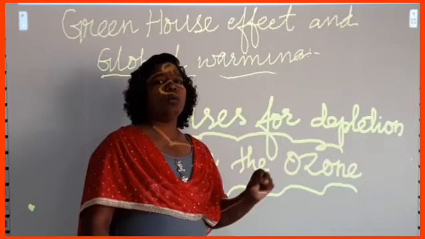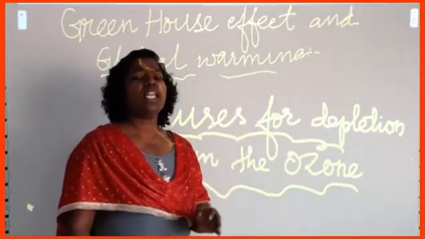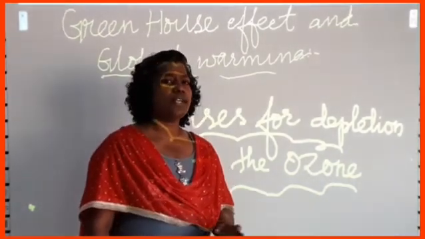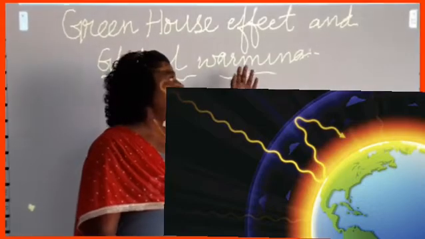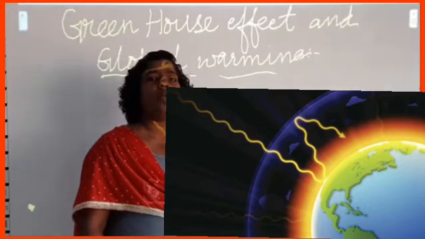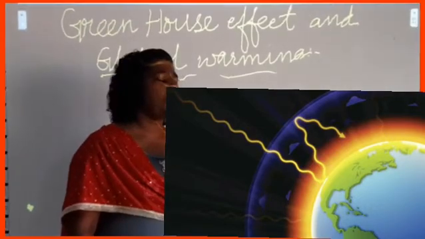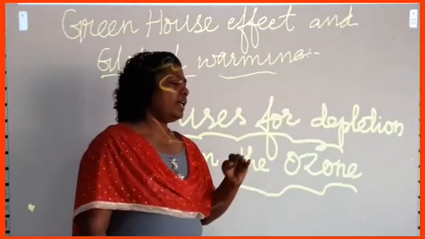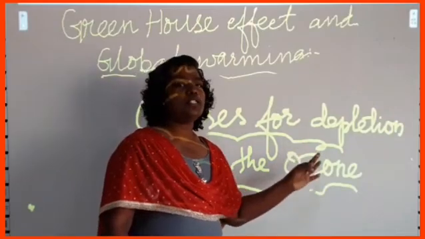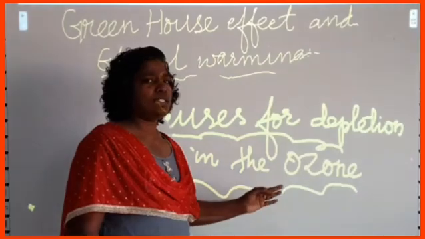So children, in this class we have learned about the greenhouse effect, how it happens and what the reasons for it are. We have also seen global warming, its reasons and its impacts. And we have seen the ozone layer in the stratosphere, how its depletion takes place, and the reasons for ozone layer depletion.